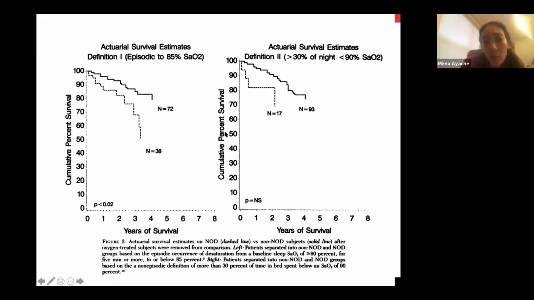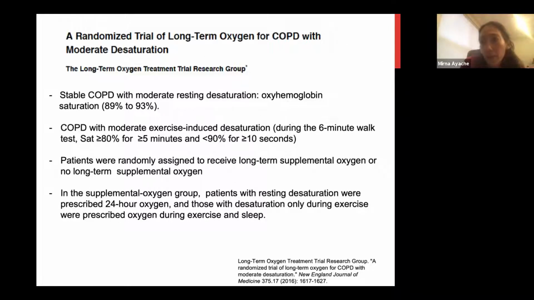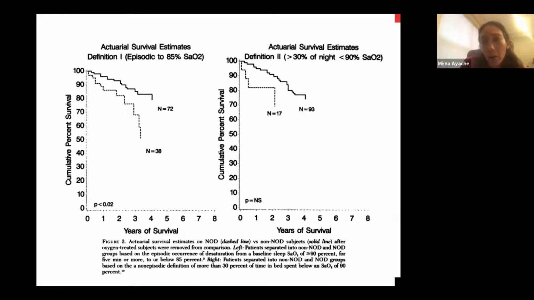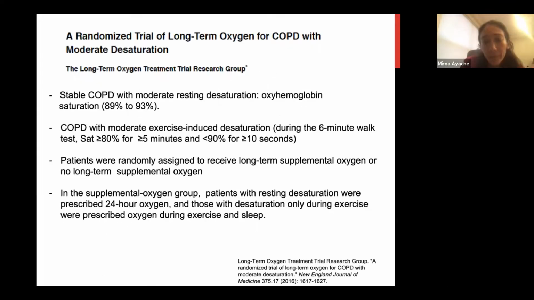And based on some observational data, the Medicare criteria call for oxygen therapy at night if you desaturate for 5 minutes or more to 88% or less. Now, this is a landmark study that was done in 2016 and published in the New England Journal of Medicine. It's a randomized trial of long-term oxygen for COPD with moderate desaturation.